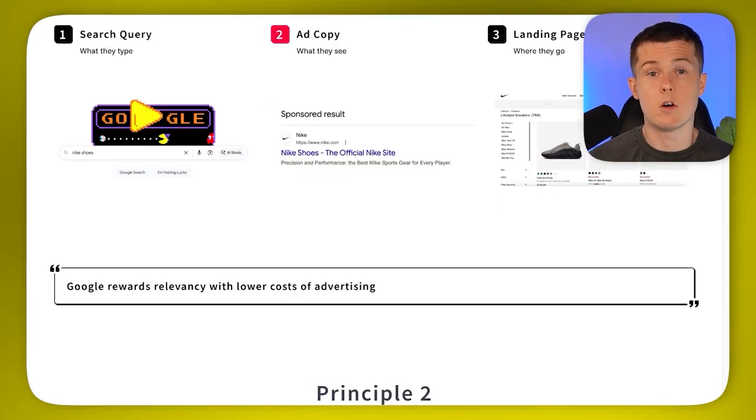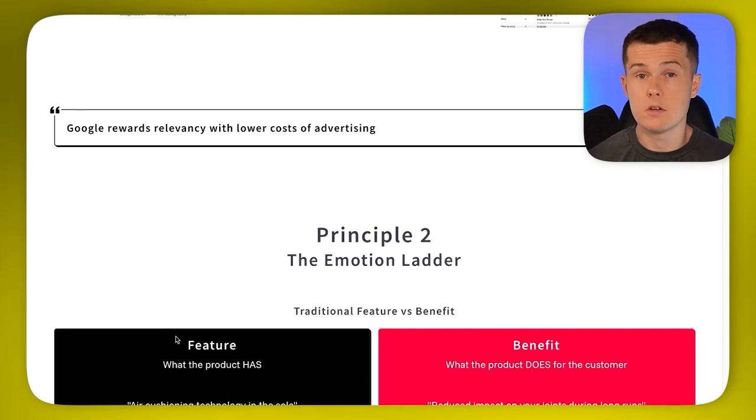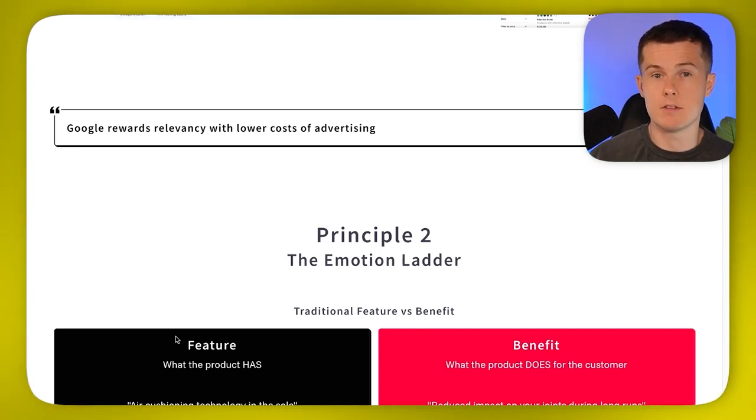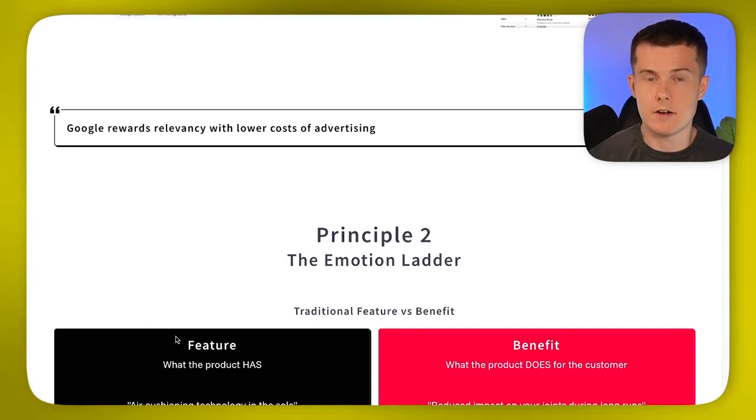Principle number 2, I call the emotion ladder. Now, most people understand the difference between benefits and features, but there's actually a third level that most marketers completely miss. And this is where the real conversion magic happens. So let me break down this emotion ladder concept.